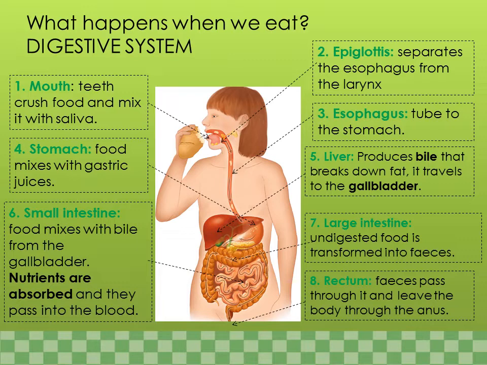Then after it's in the stomach, it travels to the small intestine. And in the small intestine, it's going to receive bile to break down the fat. And the bile is produced by the liver, which is another organ that is part of the digestive system. The liver produces bile. La bilis is a green liquid, it's very bitter, and it's accumulated inside the gallbladder, okay?